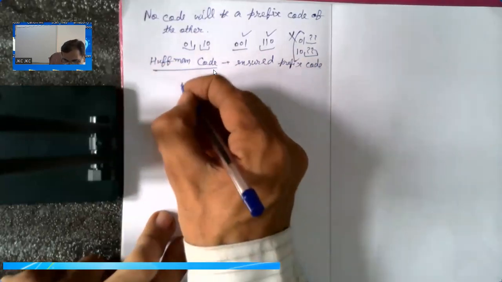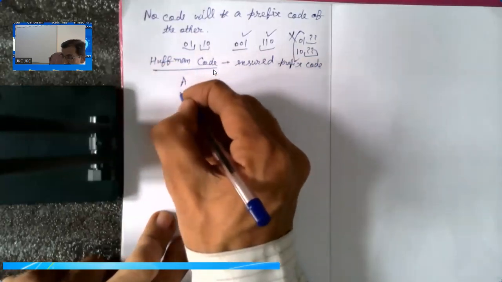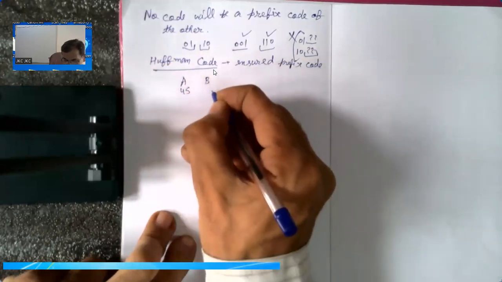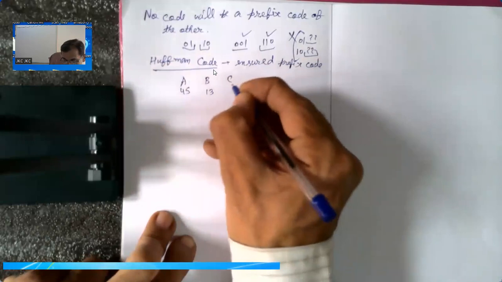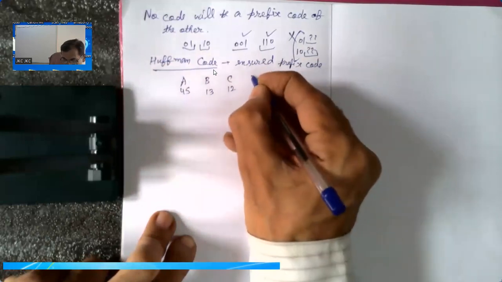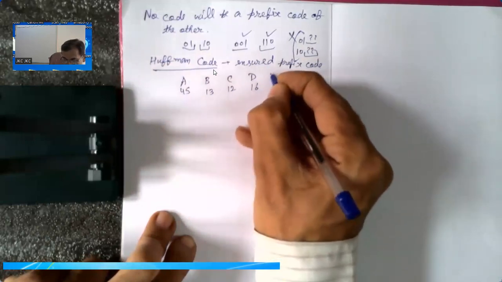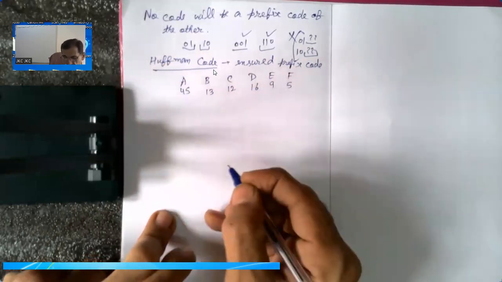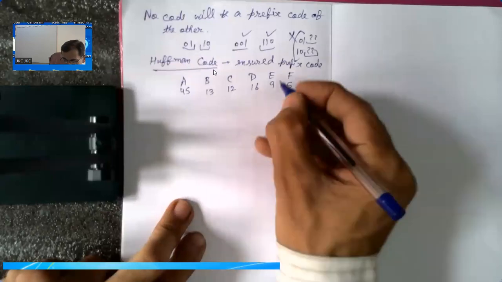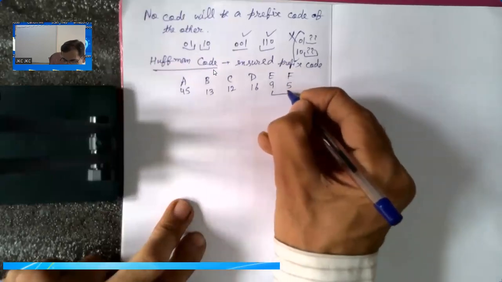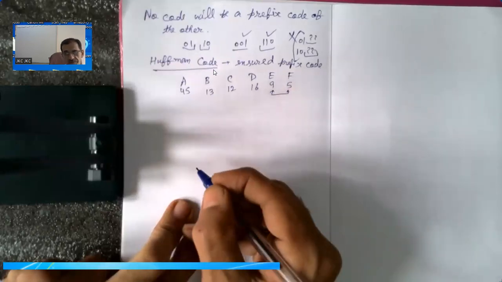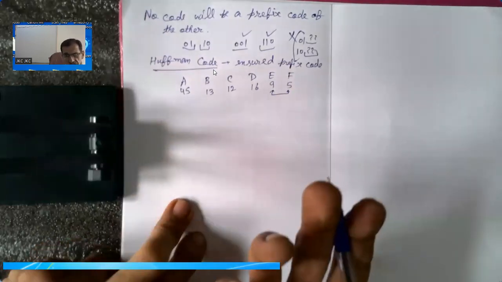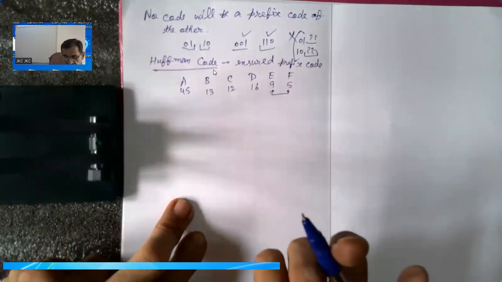So I say, if I had A movie with frequency 45, B movie with frequency 13, C movie with frequency 12, D movie with 16, E movie, let's say with 9, F movie with 5. So what he said is that the movies with the smallest frequency will be given the lengthiest code, obviously, and that will be the starting point.